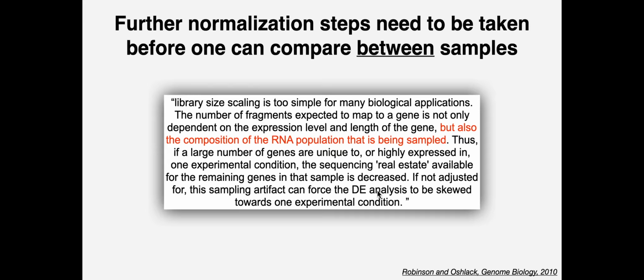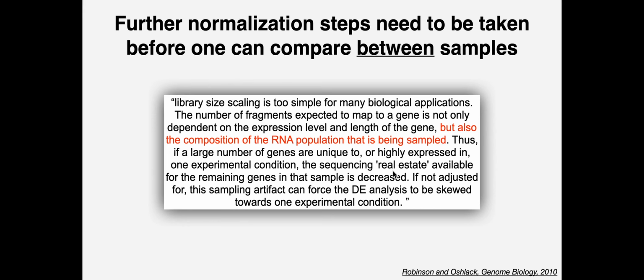So, as a simple way of describing this, if I only have 400 million reads coming off my sequencer, that is a fixed amount of real estate, all right? And if I have one sample that has 40 million reads, that's a fixed amount of real estate.